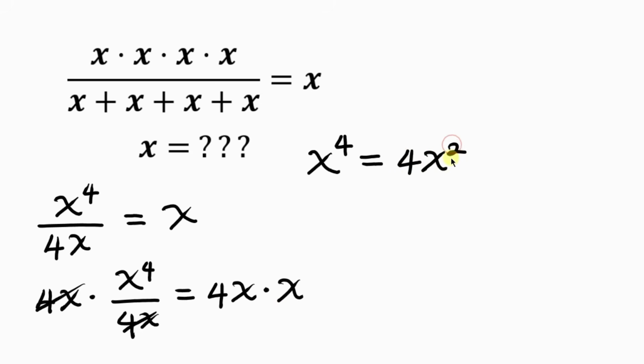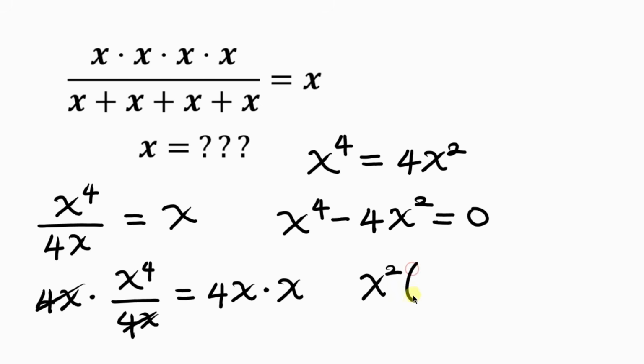Very good. Now let's move everything to one side. So this is x to the power of 4. When 4x squared crosses to the left, it becomes negative 4x squared. And this is equal to 0. Very good. Now see what happens. Notice that x squared is common. So we can factor out x squared.